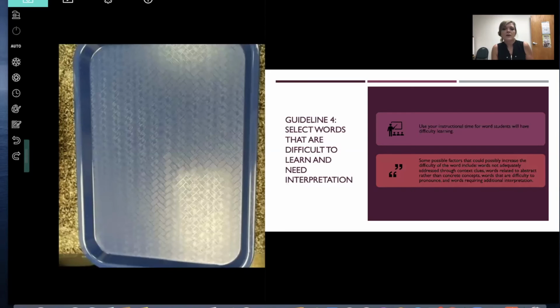And words that are related to abstract concepts rather than concrete. And again, that goes back to that visual piece. If it's hard to create a visual for a word that's abstract, that will be very difficult for a kid to be able to make that connection if they don't have a visual to refer it to.